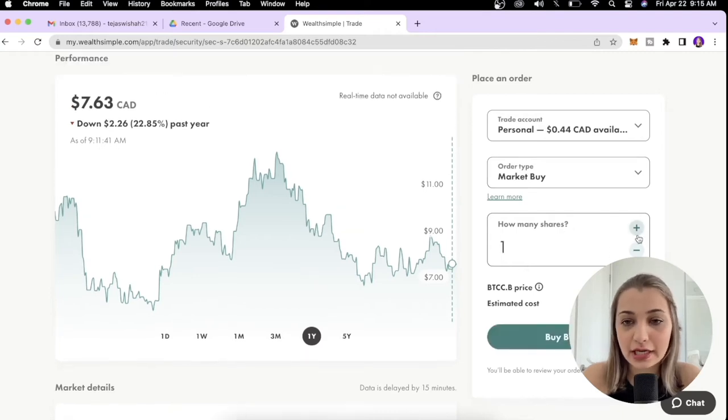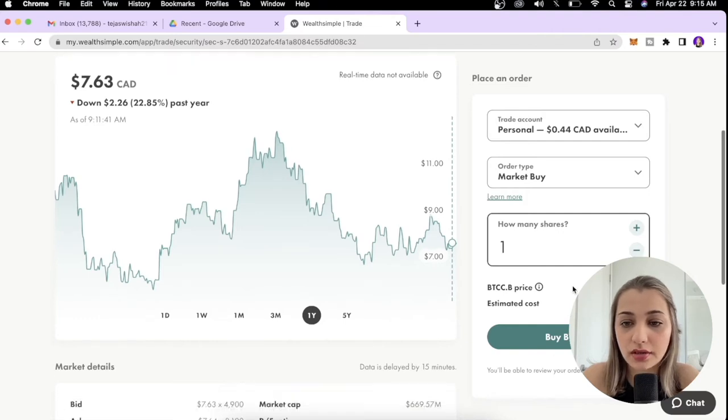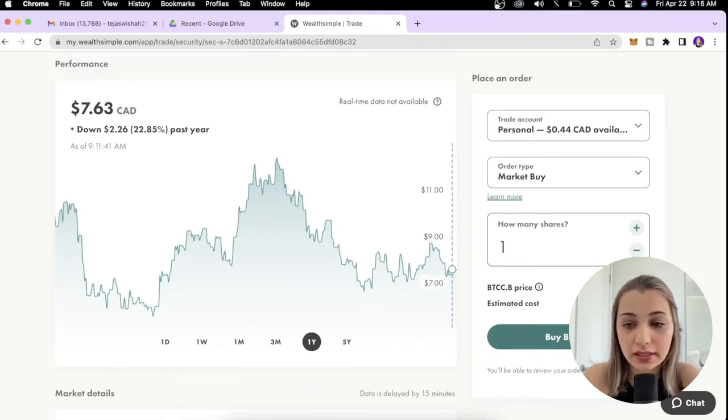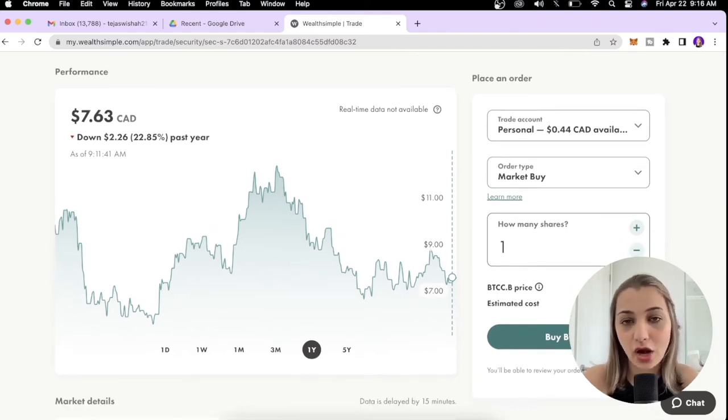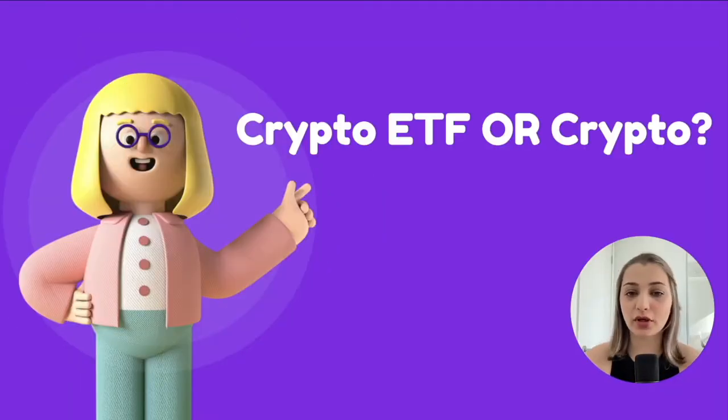So next, you have to enter the number of shares you want to buy, whether you want to buy 1 share, 2 shares, you can input it over here. And if all of this looks good to you, you're going to click buy and follow the prompts. I don't really want to do that right now, but that's essentially how you can purchase a cryptocurrency ETF in Canada.